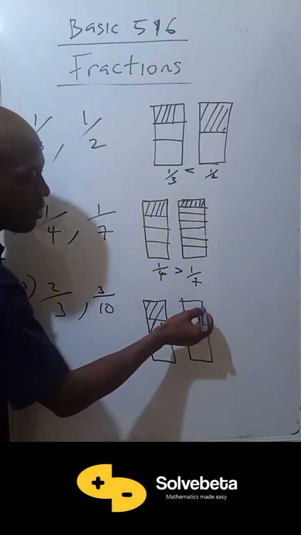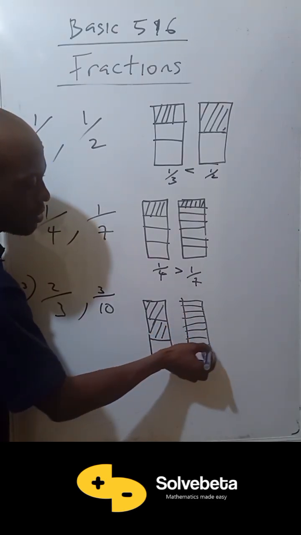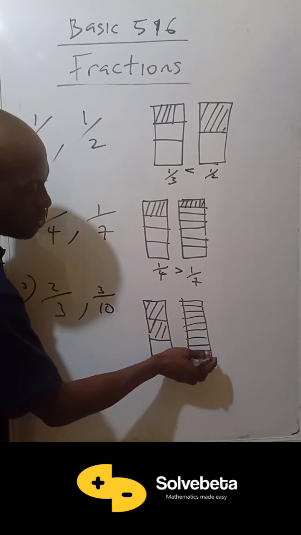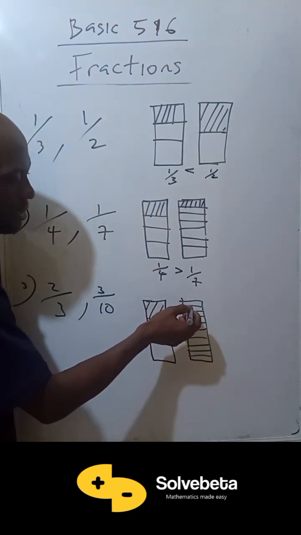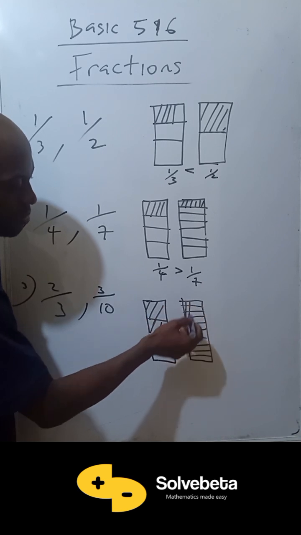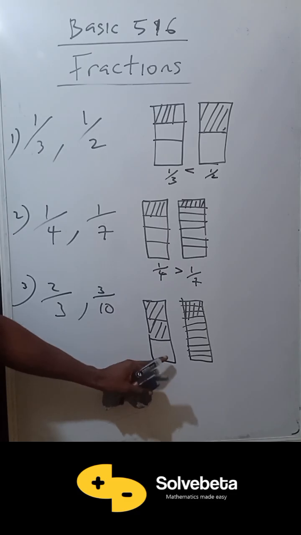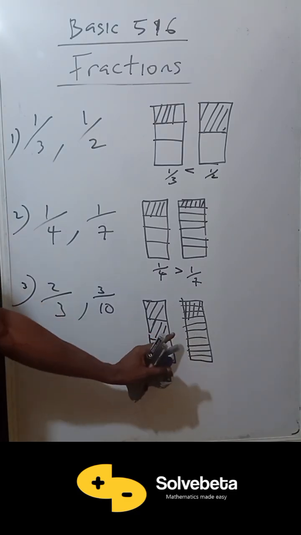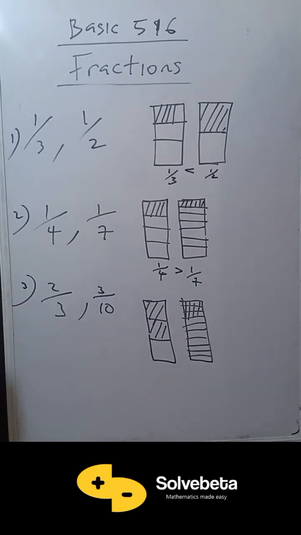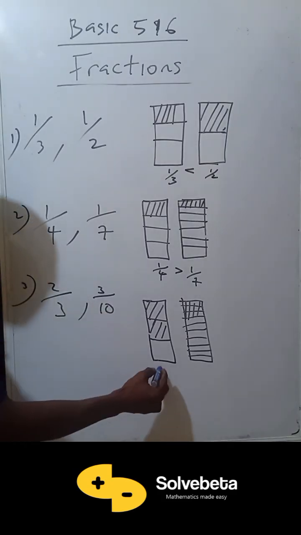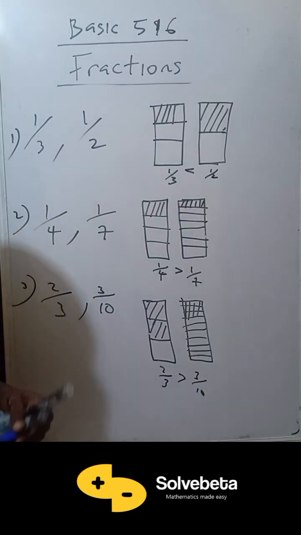So let's divide it into 10: 1, 2, 3, 4, 5, 6, 7, 8, 9, 10. Now look at it. If I take 3 out of it, it's not greater than this. No. Taking 3 out of 10 is not bigger than taking 2 out of 3. So this is greater than this. That's the easiest way for you to know which fraction is the greatest.